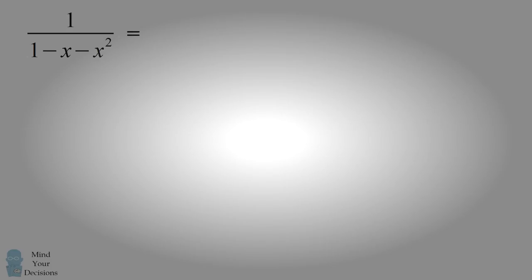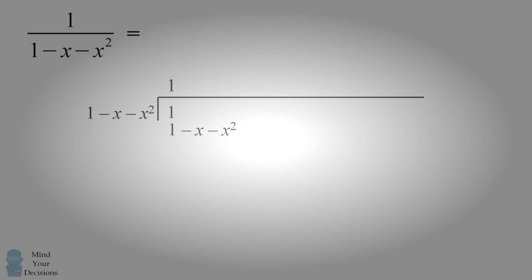To answer this mystery, we'll look at a seemingly unrelated question. What is 1 divided by the polynomial 1 minus x squared? We can do this by long division. Our first quotient will be 1, and then we'll subtract out, and we'll be left with the result x plus x squared. This gives our next quotient of x, which we then subtract out.